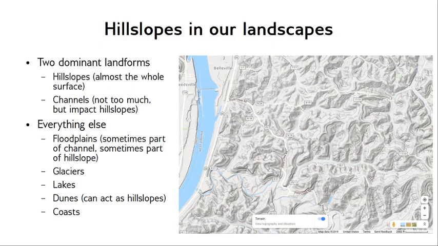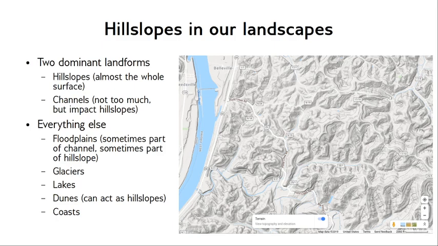In most landscapes, you have two dominant landforms: hillslopes, which cover almost the whole surface, and channels, which don't cover quite so much, but impact hillslopes. If you look at this Google Maps screenshot, this is the edge of West Virginia near its border with Ohio, and you'll notice that the channels, these little blue things, or sometimes not even blue things, that are between the ridges and the low areas, don't occupy a huge portion of the land. However, they are important for affecting hillslopes by eroding material away and causing hillslopes to become steeper. Or sometimes a hillslope will send enough material through a channel that it will fill it in.